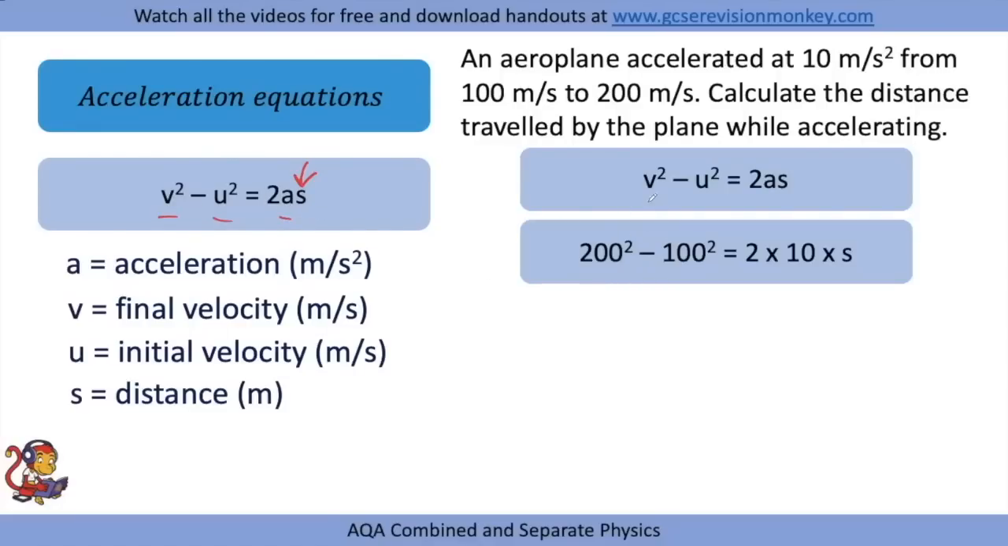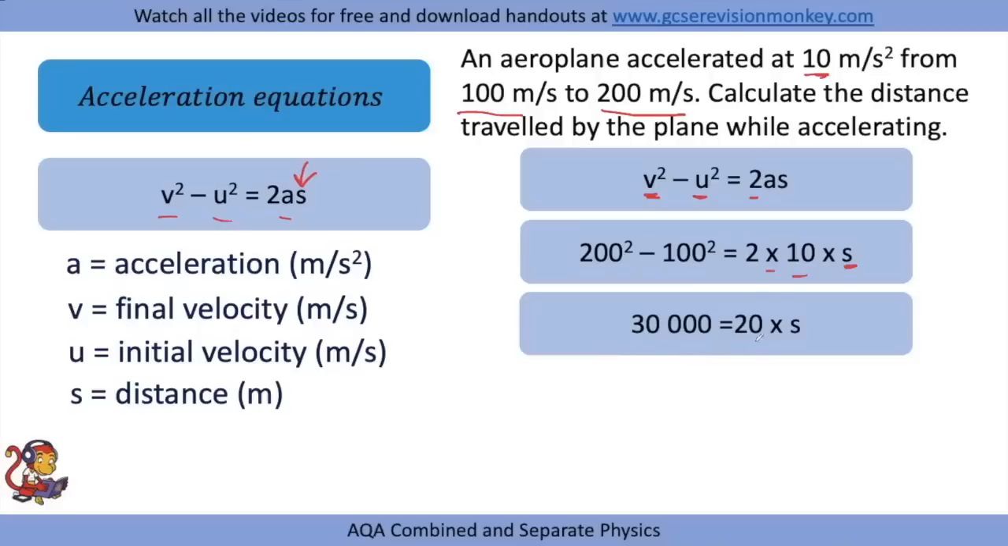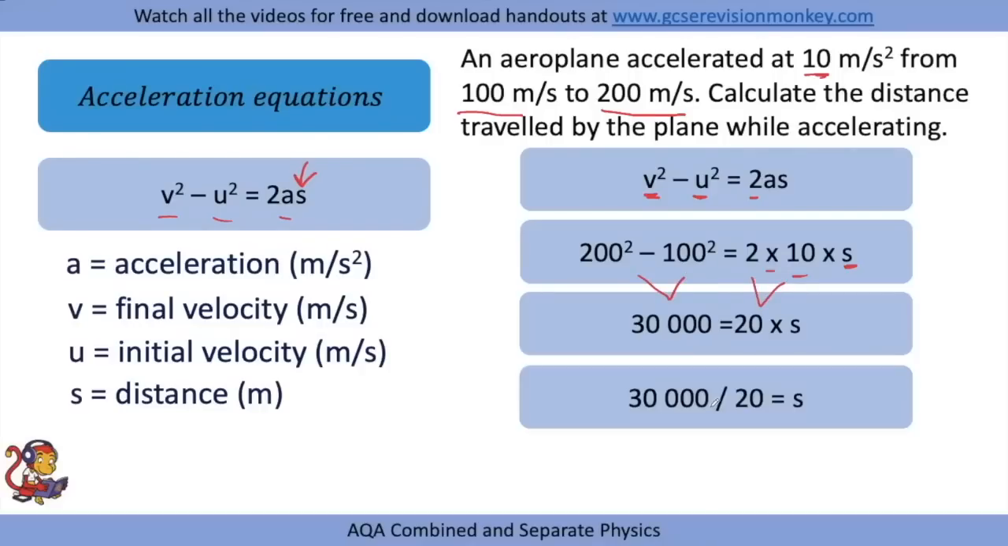200 squared is our final velocity here. u is our initial velocity of 100 meters per second. So we square that, and then that is equal to 2, which is our constant in our equation, multiplied by acceleration of 10, multiplied by s. So if we simplify this, we're saying that 30,000 equals 20 times s, because those two make 30,000, those two make 20, and then rearranging it to 30,000 divided by 20 equals s. So s is equal to 15,000 meters.